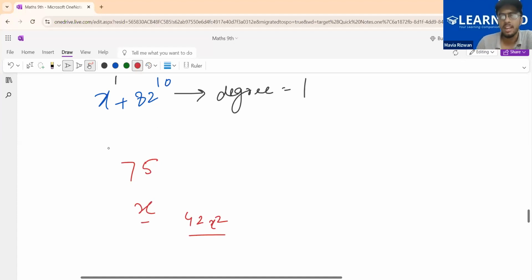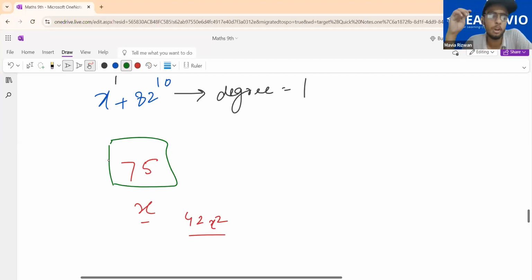Is this a polynomial? 75. I'm asking about that. It's a constant. It is a constant, yes. I'm just asking, is it a polynomial or not? Can you guess? It is. How? It's a monomial. Okay, it is a polynomial. Correct. It is a polynomial, yes.